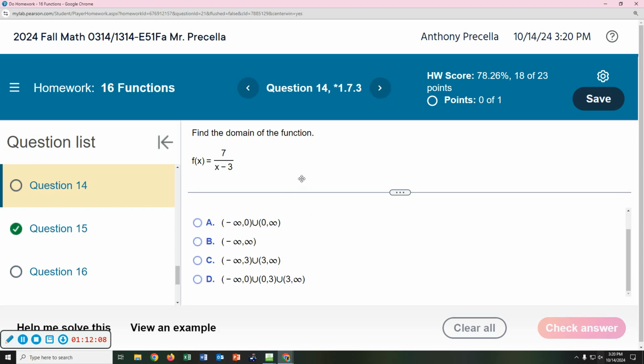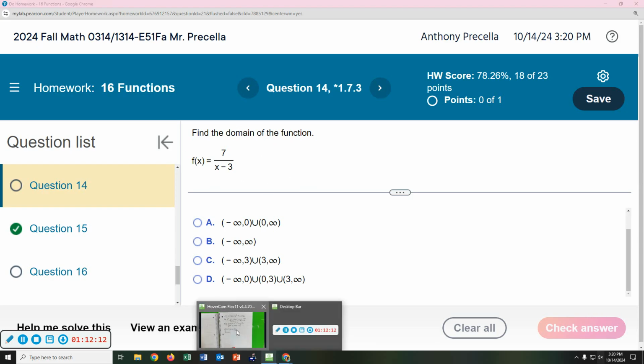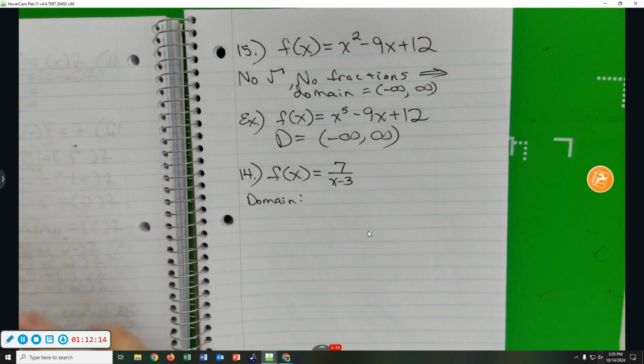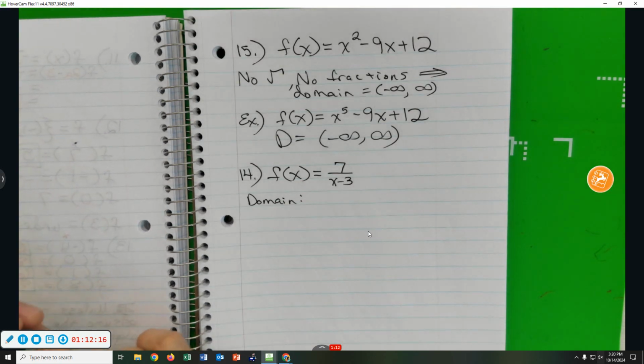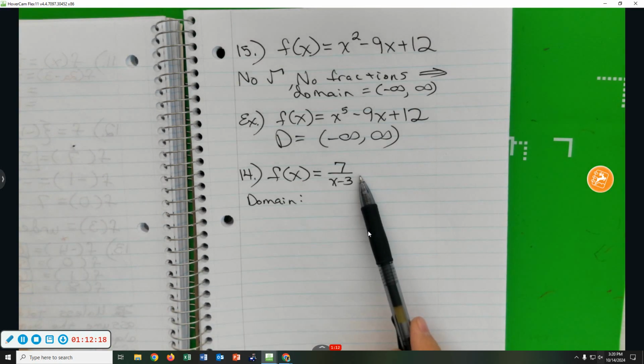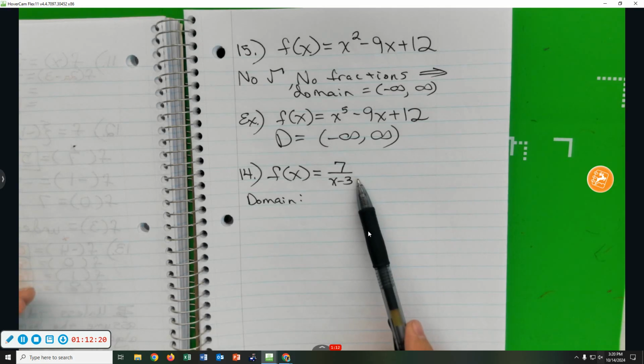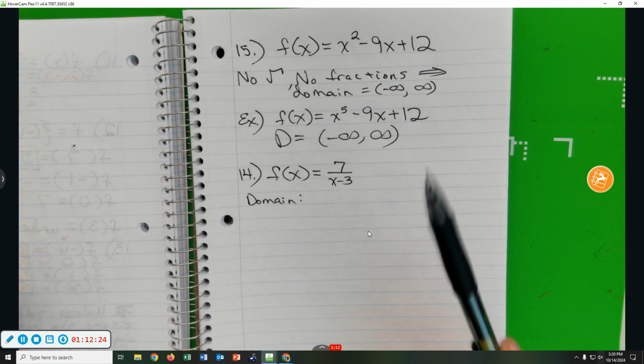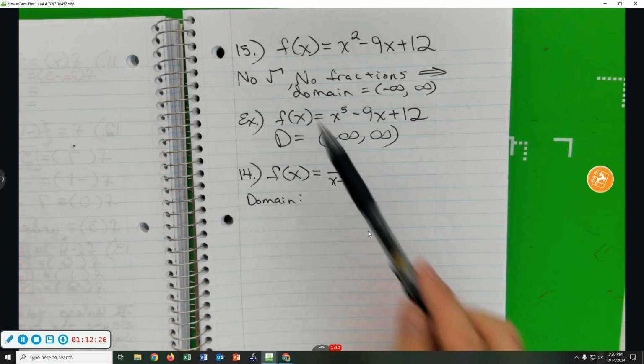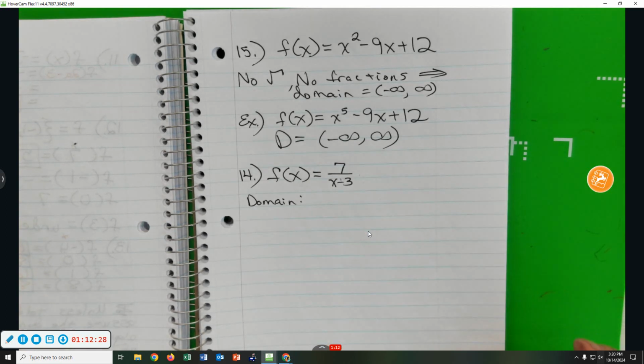And we want to know the domain. Switch over to the first thing I ask myself: will this function produce imaginary numbers? In order to produce imaginary numbers, you have to see what? A radical? Well, there's no radical, so we don't have to worry about imaginary numbers.